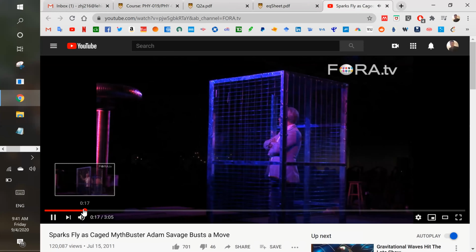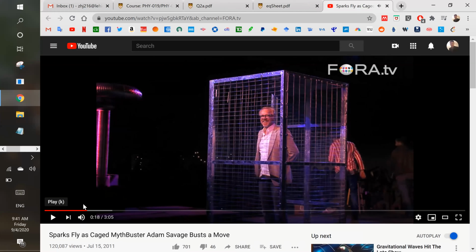Okay, so here you see, there is a person standing in a metal cage. This cage is made of metal, and on the left side there is an electric generator, and this generator is going to generate a high voltage electric field, and you will see lightning attack this cage. But this guy is protected by this cage, so he will be safe.